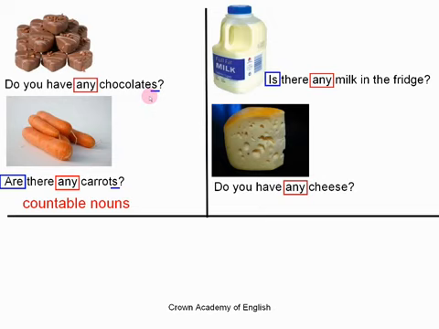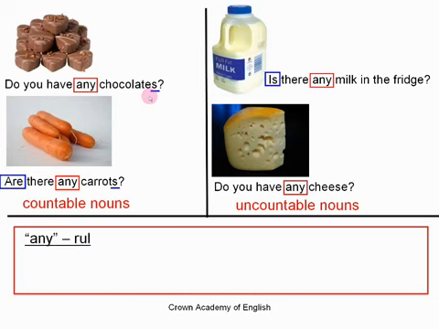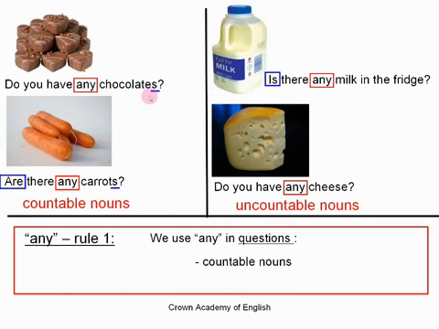And the uncountable nouns only exist in the singular, so the verb is in the singular, and the noun is in the singular. So those are uncountable nouns. So rule 1 for the word any is we use any for questions, for normal questions. For normal questions with countable nouns in the plural and uncountable nouns. So any in questions.